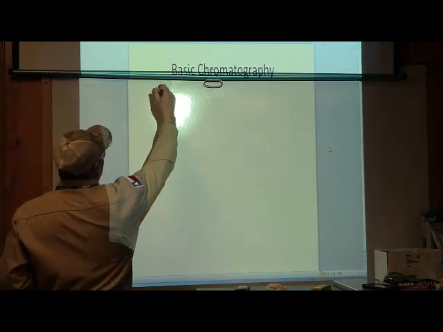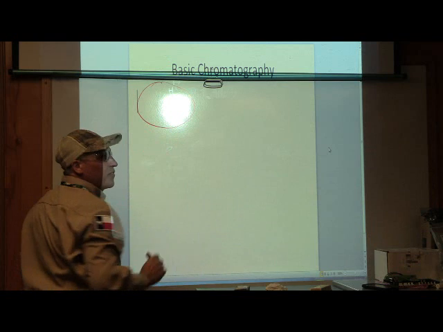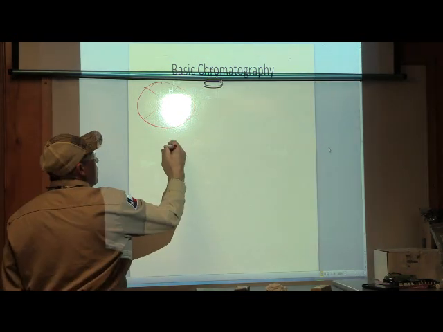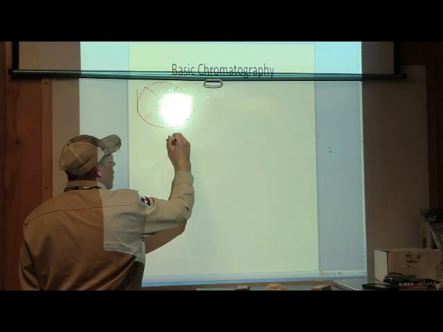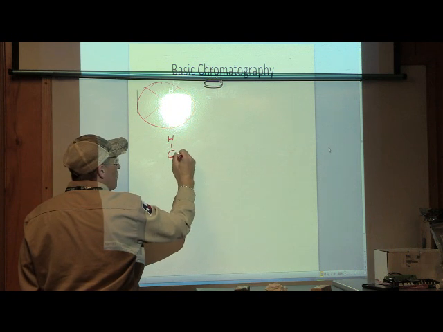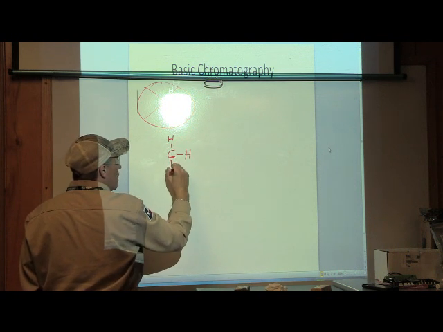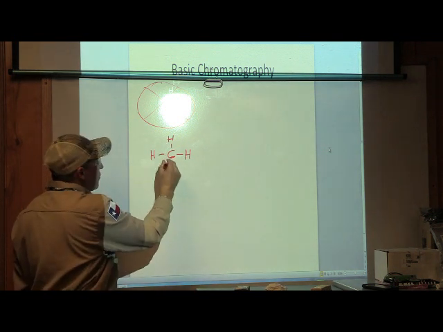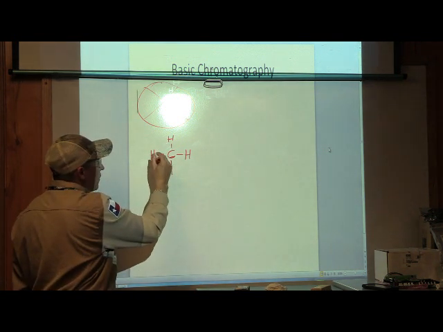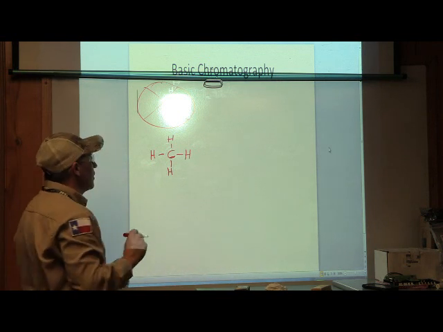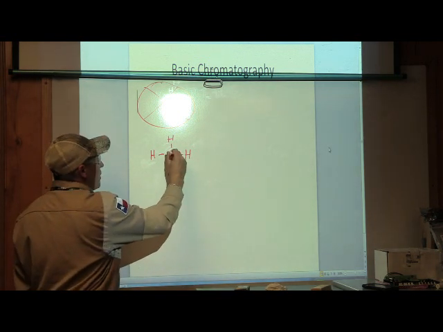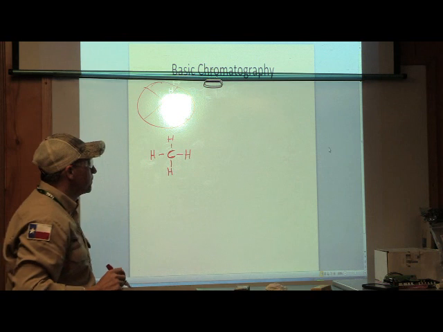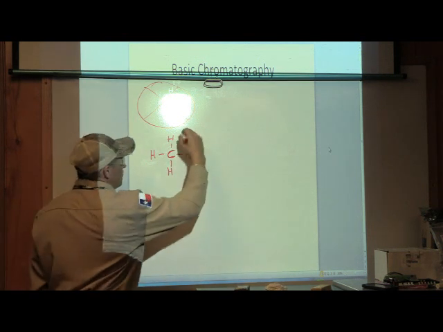All right. We've established that carbon can go and grab four hydrogens and make it C1, H4, and be methane. C1, H4. These are representing the bonds. Carbon, hydrogen, methane.